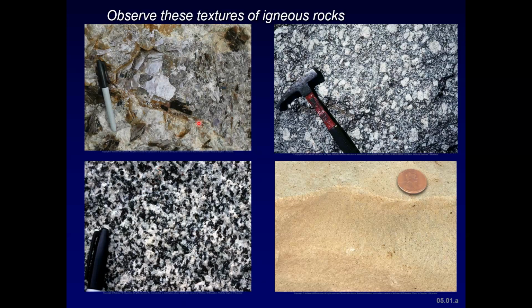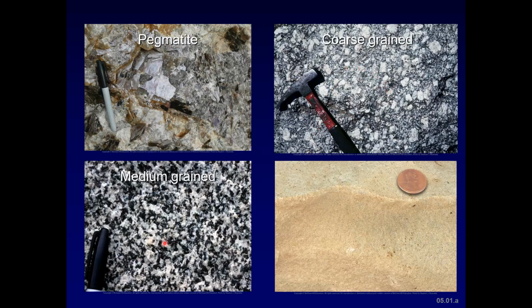So in the upper left, we have very large crystals with a sharp V for scale. Within the Black Hills of South Dakota, here we have, that's a pegmatite by the way, coarse-grained igneous rock. Still pretty large crystals. Medium-grained igneous rock. And then a fine-grained or fine crystalline igneous rock.